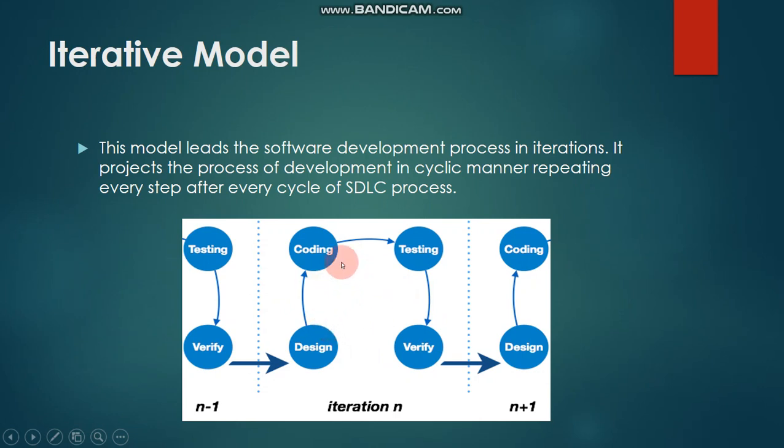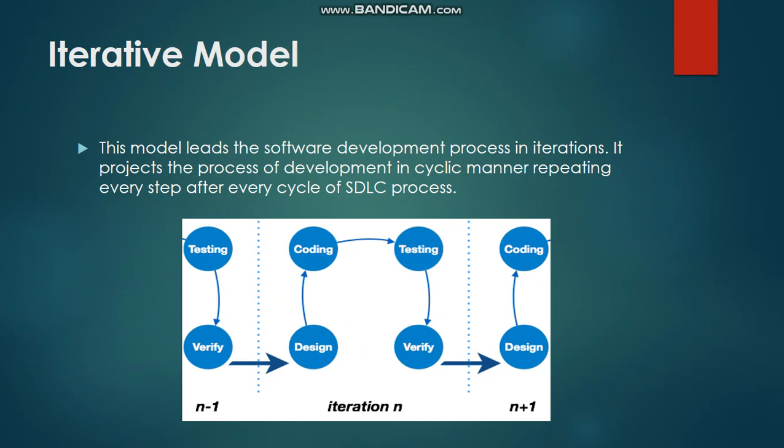Okay, why they are iteratively carrying out these steps is because they wanted an error-free software without any bugs. It should satisfy the user, that's why. Okay, and also the future maintenance will be made easy by this iterative model. So here the software is developed in iterations. Iteration of its phases is carried out, and the process of developing in cyclic manner, that is repeating every step after every cycle of SDLC processes carried out here.